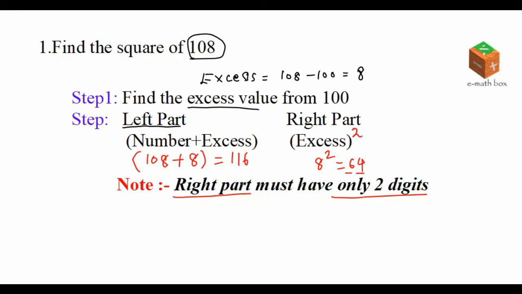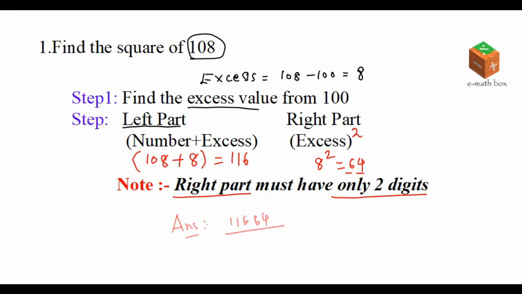The left part answer is 116 and the right hand side part answer is 64. Finally I am going to combine them and write it as, so the answer is 11664. This is the final answer. This is very simple and very easy also. You just try with some more examples and you can even check with your calculator.